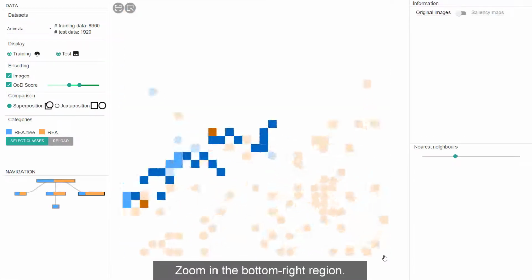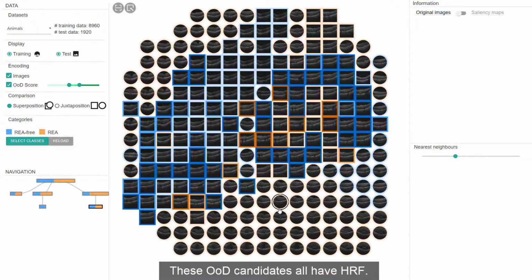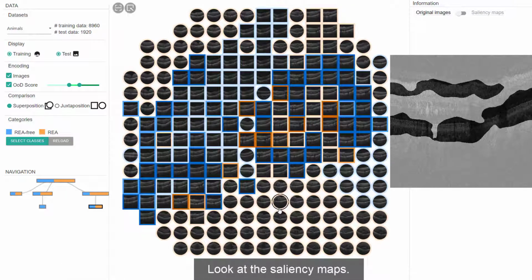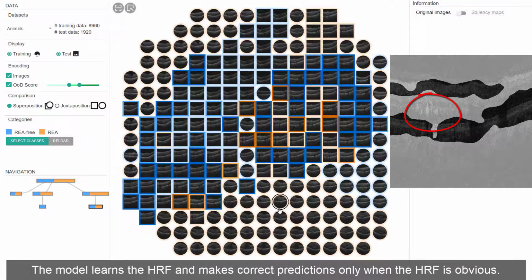Part 3. OOD candidates with hyperreflective foci. Zoom in the bottom right region. Those OOD candidates all have HRF. Some are predicted correctly as REA, while others are not. Look at their saliency maps. The model learns the HRF and makes correct predictions only when the HRF is obvious.